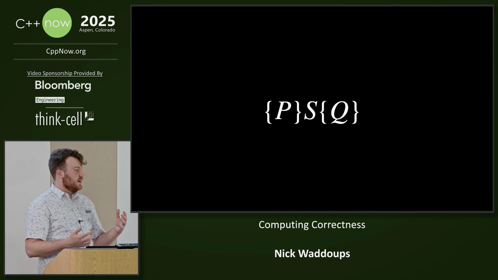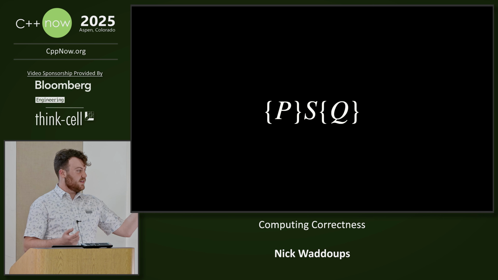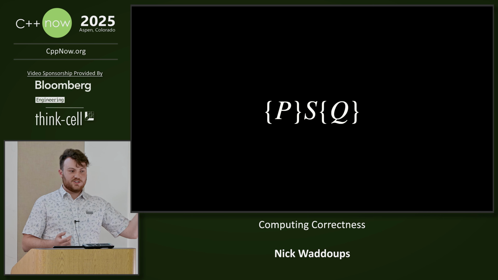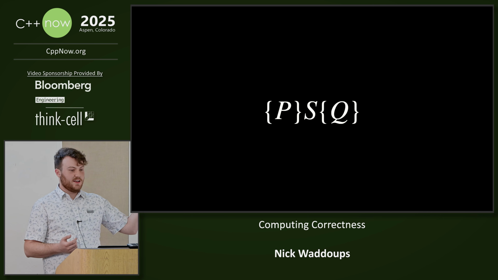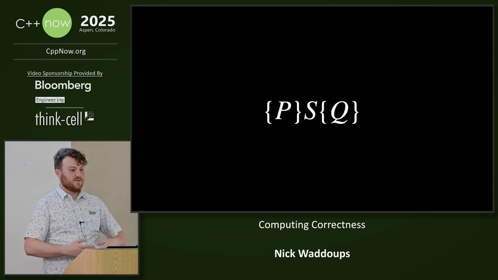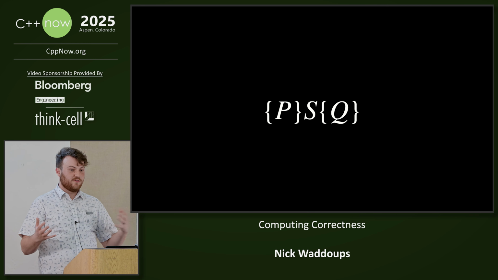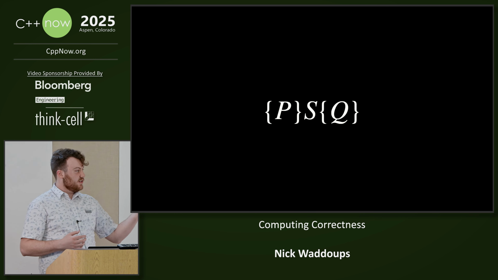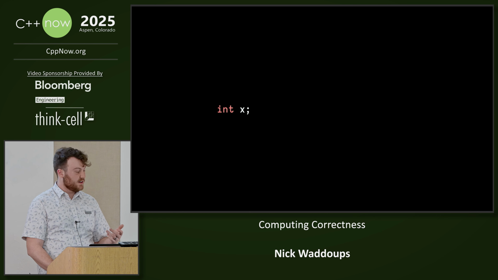So what we have here is this math statement that says we have a precondition P, we have a statement S that executes some code, and then we have our postcondition Q. So we're saying that given our precondition, so given what is the state of our system before the statement, we're going to execute some code, and then we'll have a postcondition based off of that. So we'll go through a short example.